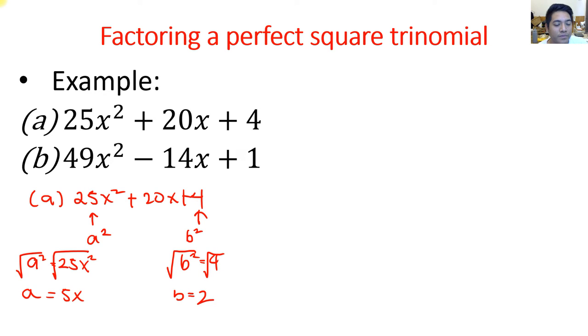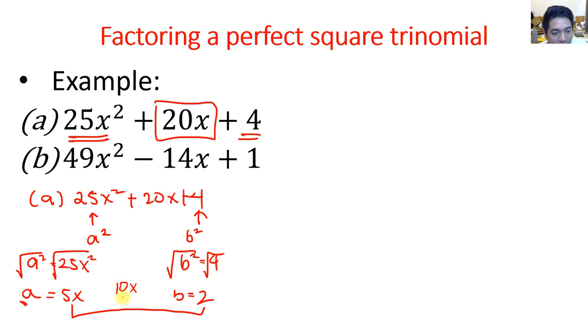If you do that, you are going to multiply a and b. The first term and the last term are squares, which is a check. But how are you going to confirm the middle term? Once you get the values of a and b, you multiply them, so that is 10x, and you further multiply it by 2. If that results in the middle term, 10x times 2 is 20x, and that is equal to the middle term, then definitely that is a perfect square.